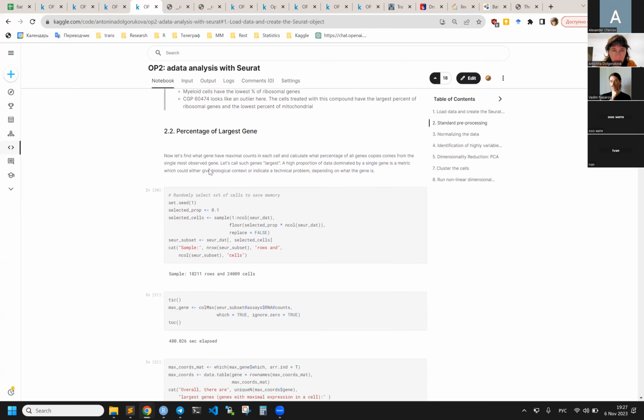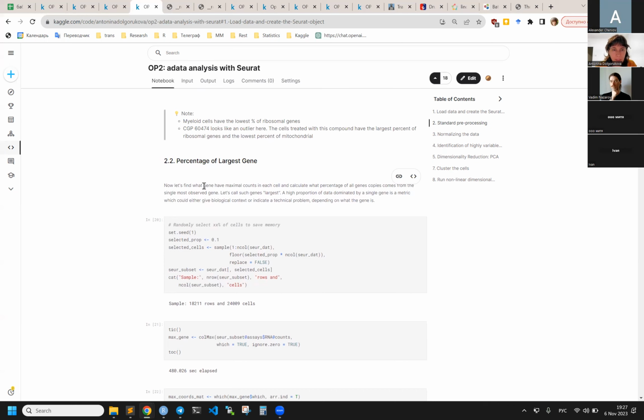This means we will find the gene that has maximal counts in each cell and calculate what percentage of all gene copies come from the single most observed gene. So, like you have three different counts of three genes and 100 counts from just one gene, meaning something is wrong with this cell. Also, this may indicate some biological context. It depends on what the gene is.